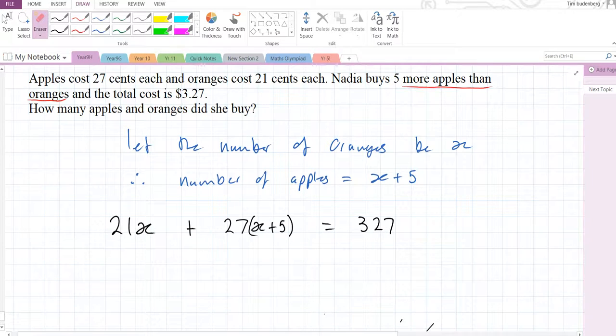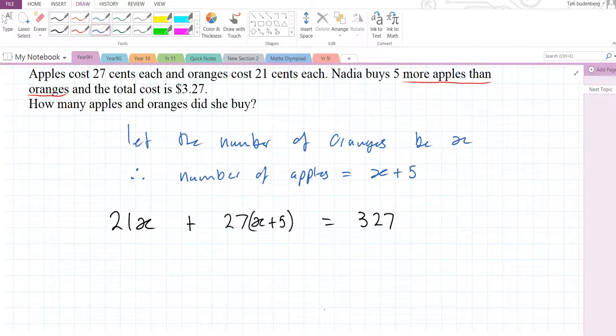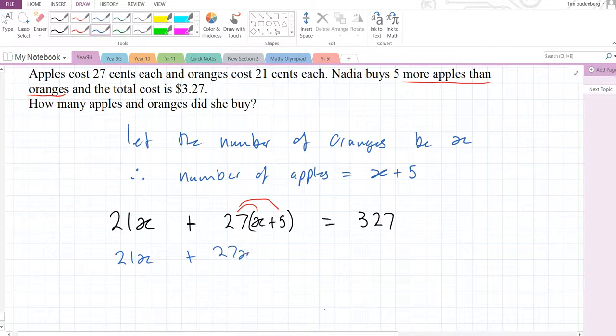And we have an equation, which is awesome. Now, it doesn't look particularly nice, but remember, same principles apply as before. We want to expand and simplify. So, 21x plus 27 times x and 27 times 5 is, well, 27 lots of x plus 135. You can reach for your calculator if you don't trust me. And that is all equal to 327. Okay, now we collect like terms. 48x, because these are like terms, plus 135 is equal to 327.